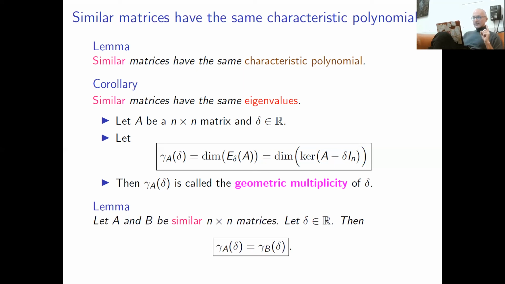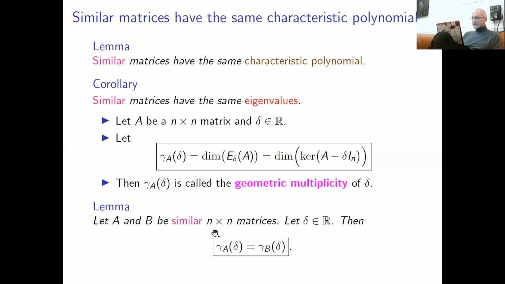Strong advice is to try to prove this lemma yourself. It is not as simple as the previous one, but the proof is actually quite similar, just a little bit more tricky. But if you fail to prove it yourself, please read the proof in the lecture notes or in the book. We're not going to prove it now.